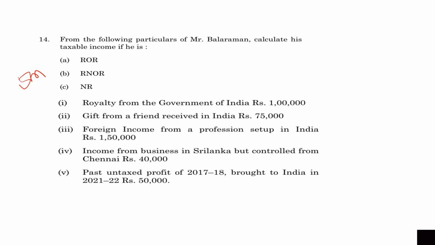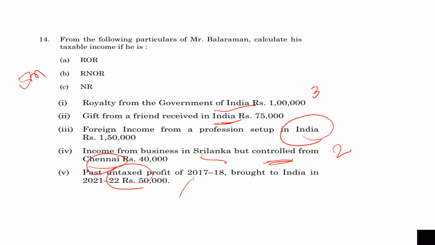So as I explained, Indian income nale for all the 3 cases it will be taxable. So next one, this is also Indian income for all the 3 cases. Foreign income from the profession set up in India, so which means Indian income. So all 3 cases-லயும் taxable ஆகும். Income from business in Sri Lanka, which is outside India, but the business is controlled from Chennai. Control from Chennai enga irukku, India kulla irukku. So controlled is another keyword. So controlled in the first 2 cases alone it is taxable, which is ROR and RNOR க்கு மட்டும் தான் taxable.